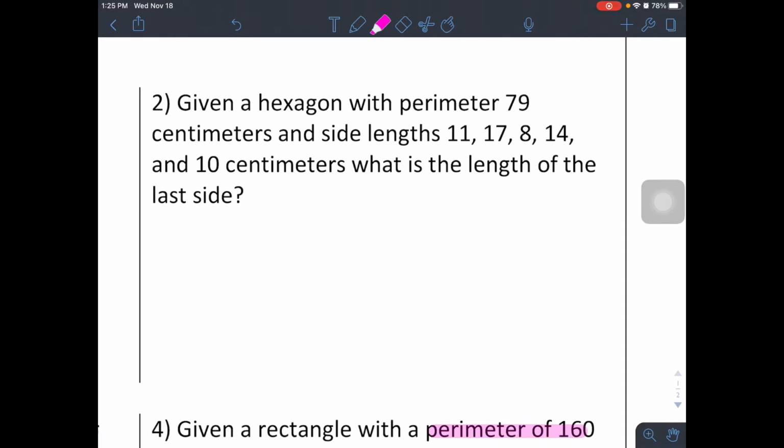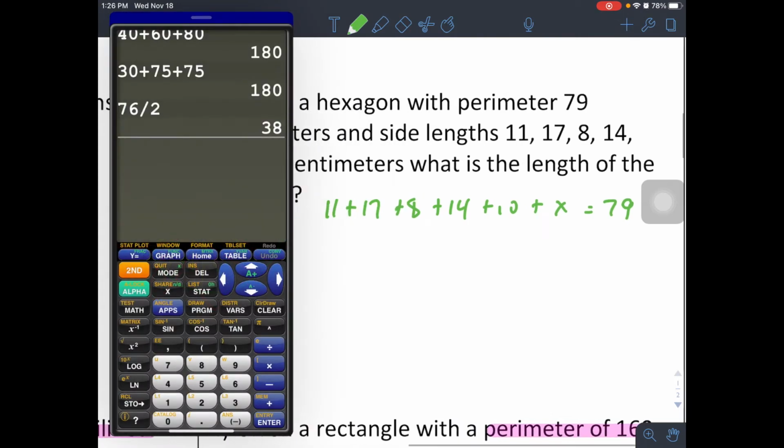Okay, so for the next example, we have given a hexagon with perimeter 79 centimeters and side lengths 11, 17, 8, 14, and 10 centimeters. What is the length of the last side here? So remember, perimeter is you add up all those sides plus our missing side here. So we've got 11 plus 17 plus 8 plus 14 plus 10 plus that missing side should add up to be 79. All right, if you need to, take out that calculator.